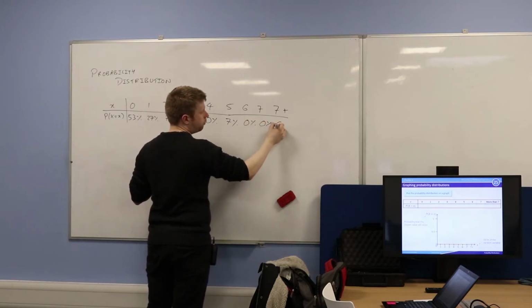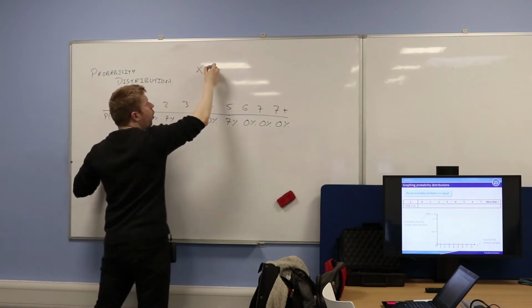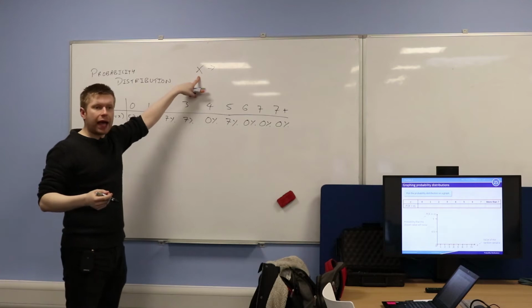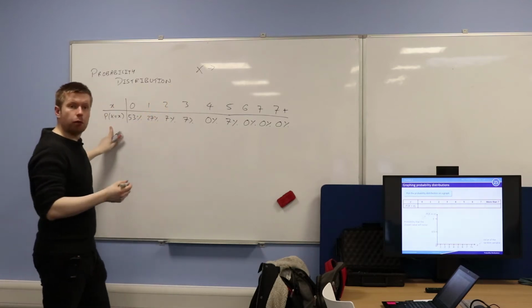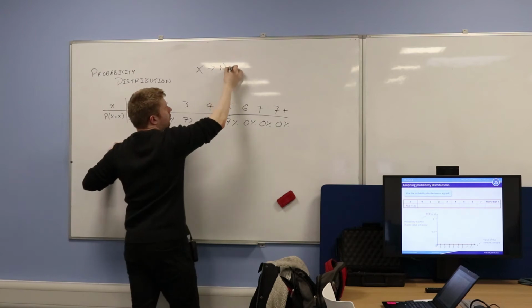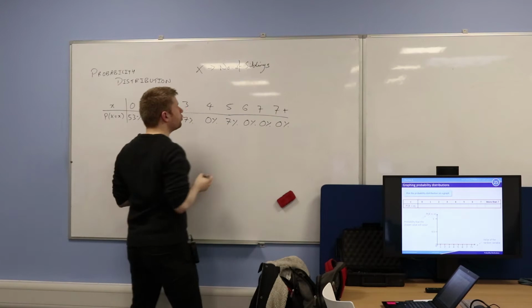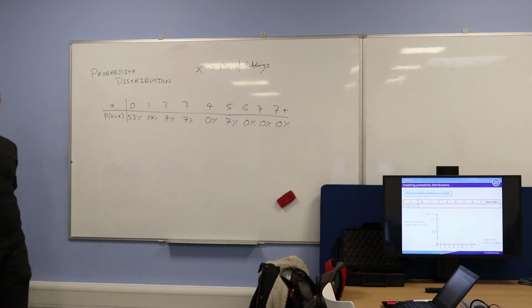Okay. Now, x in this case is my random variable. When you're dealing with probability distributions, always say what x represents, okay? So x in this case represents the number of siblings, so always write that down. So this is your outcome, this is the probability.